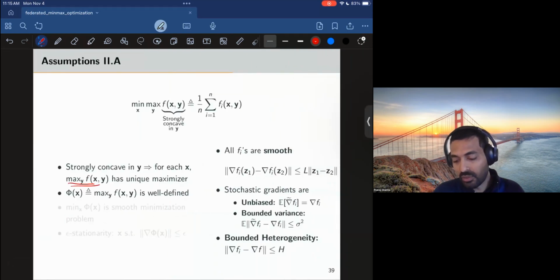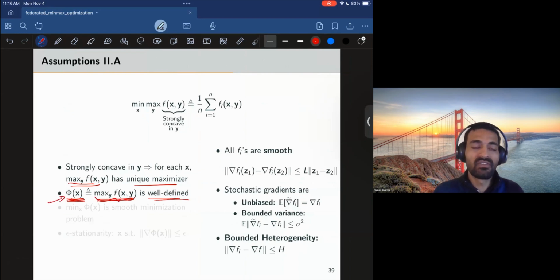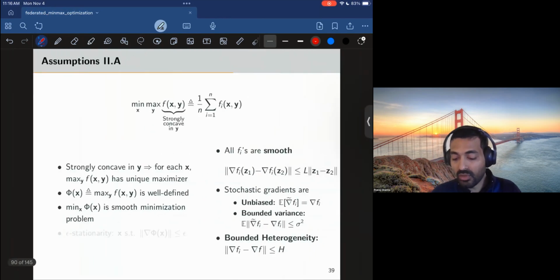And because this has a unique solution, if we maximize our function with respect to y and get a function which only depends on x because we eliminate y by maximization, then this function of x is going to be well defined. What I mean by well defined is that as soon as you fix x, this problem has a unique solution, right? So there is only one value phi of x can take for any given value of x. Also, this phi function is smooth, and we already discussed the definition of smooth.